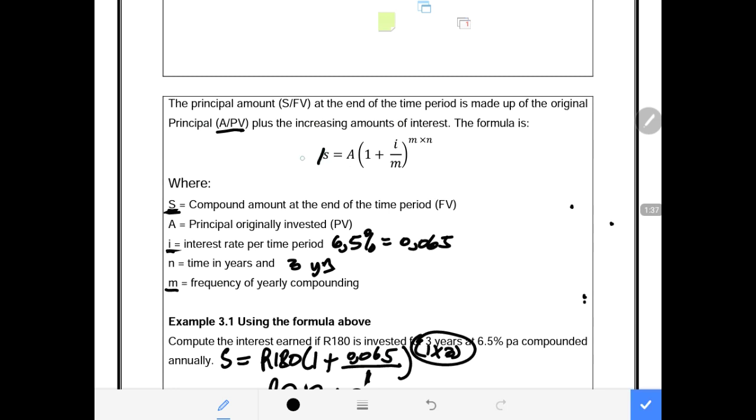And we said that the sum accumulated, indicated by S, is the future value. And we said A is the present value, which is the principal amount. And we said I is the interest as a percentage. And M, we know that M is the frequency or compounding period a year, or frequency of yearly compound. Then we said N is time in years.